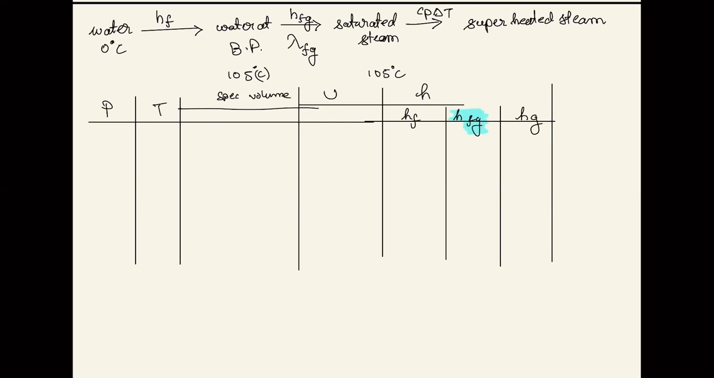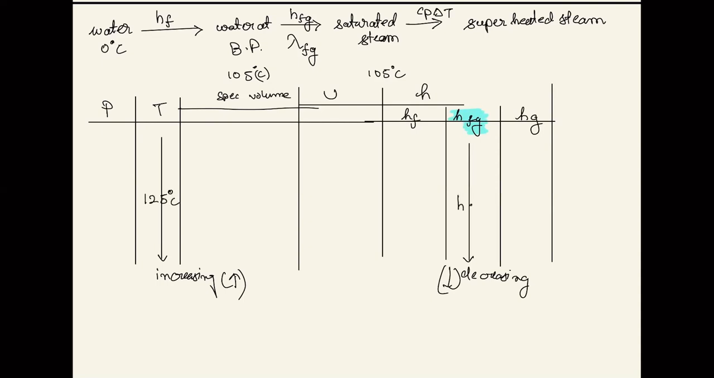So our target is to know this particular value, and as the temperature is increasing, this value is decreasing. Alright, so let's say for a particular application we need steam at 125 degrees Celsius, and I am getting some HFG1, and here I am going for 130 degrees Celsius, I am getting HFG2. So here the meaning is HFG1 has to be greater than HFG2.